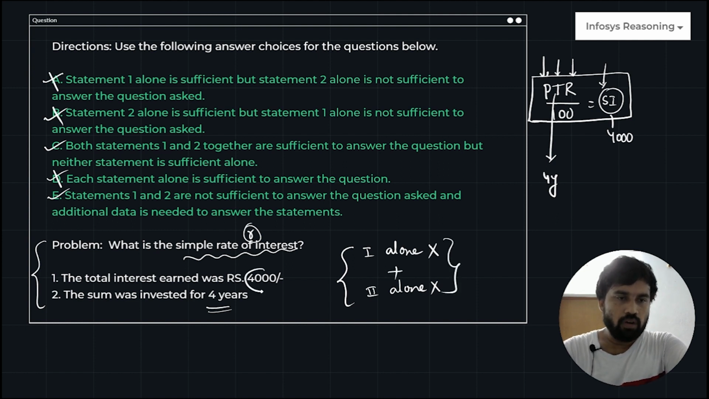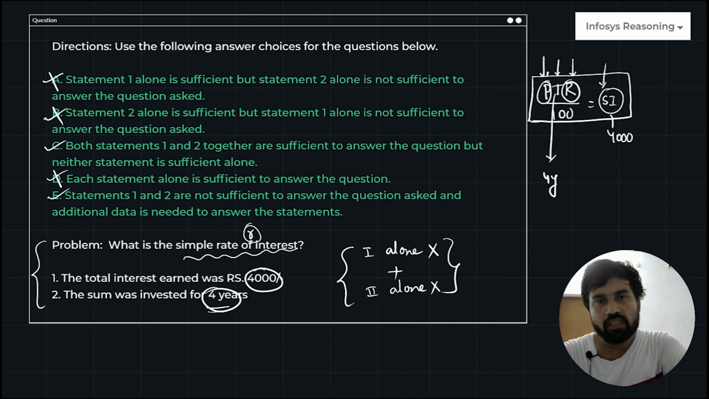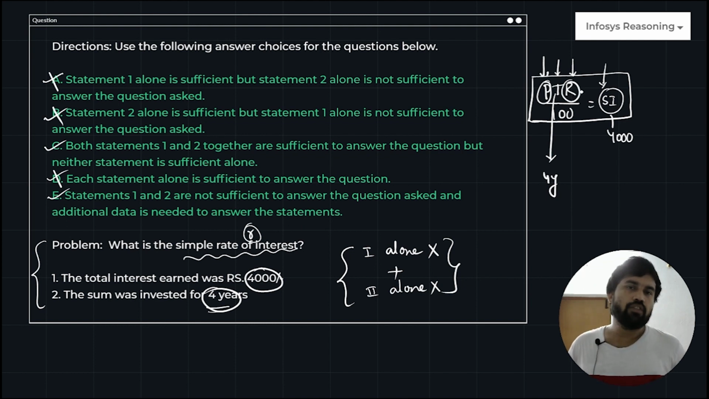So we know SI and we know time period. Then what is the P value and what is the R value? We don't know. Why? Because if you don't know the amount invested, you can't get anything.